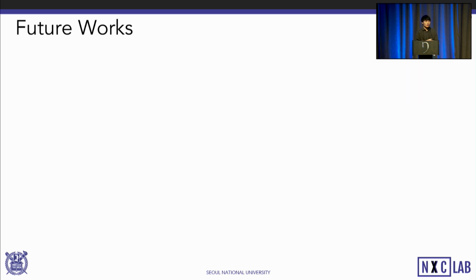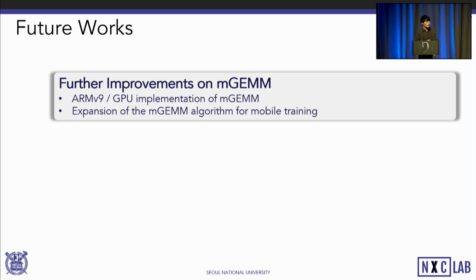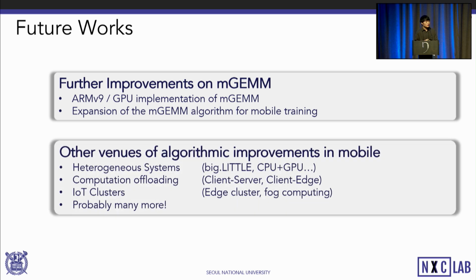The future work for mGEMM might consider something like GPU implementations of mGEMM or expanding the mGEMM algorithm for mobile network training. But we'd also like to mention other venues of algorithmic improvements in mobile, such as heterogeneous systems, computational offloading, or IoT clusters. We have applied our approach of algorithmic analysis and computational improvement on some of these venues and were able to yield some very intriguing results. We believe that computation and algorithmic improvements can be a great benefit for mobile systems. We hope to see more improvements in computation and algorithms from mobile systems.